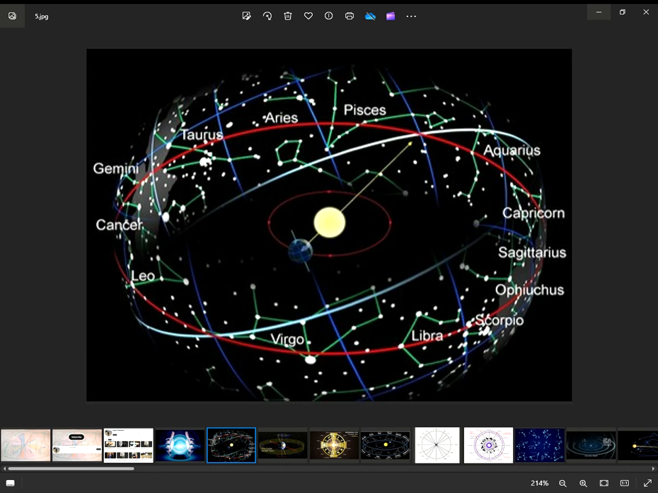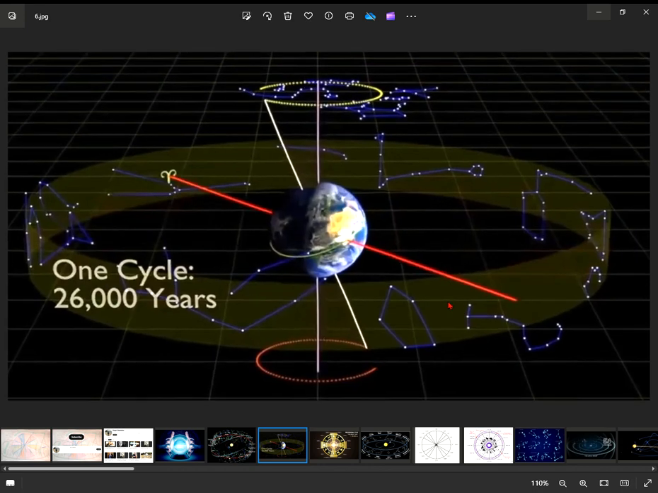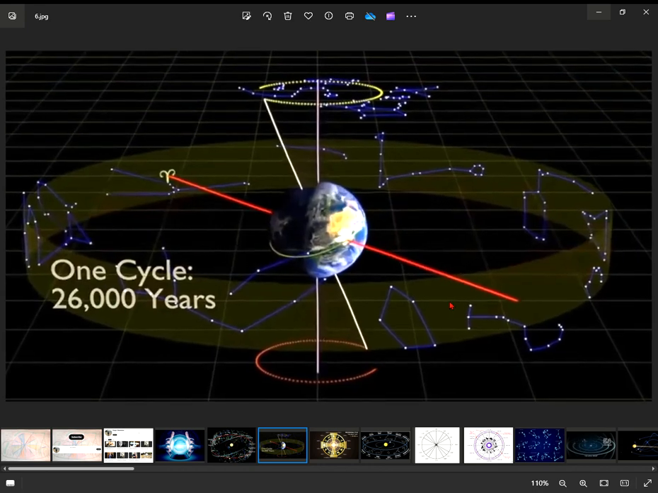The 13 zodiac signs, including Ophiuchus, shift backwards by approximately 30 degrees every 2,160 years. This movement is known to astronomers as the precession of the equinoxes.